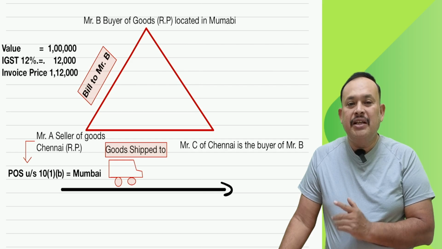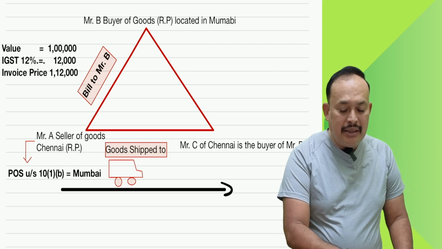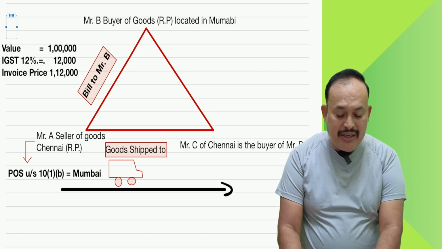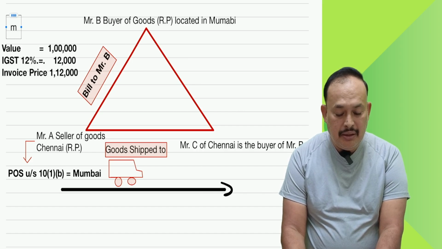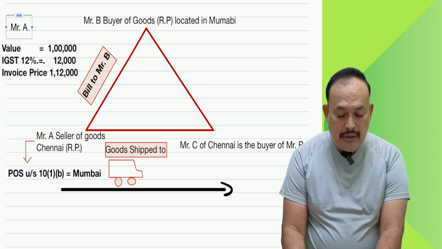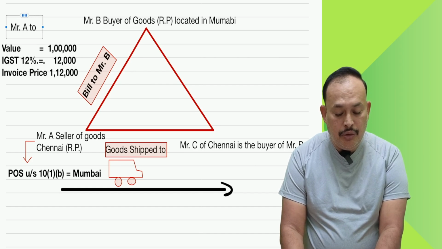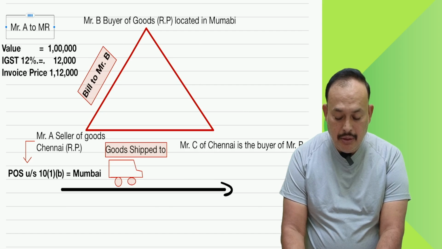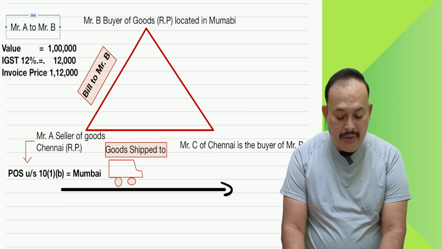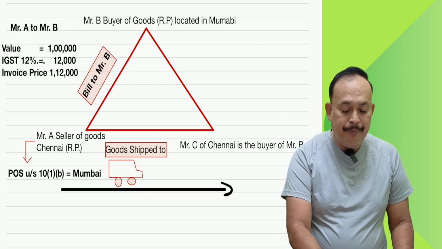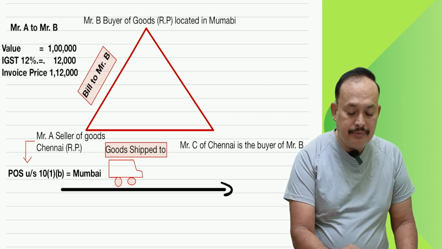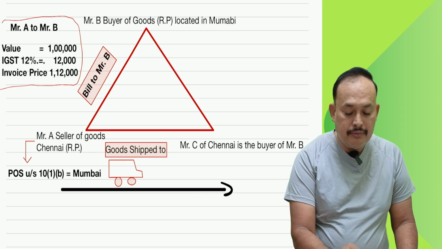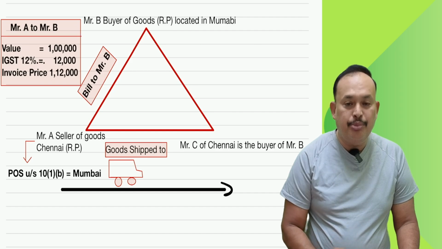Yes, sir. So the invoice here, what I mentioned, is a transaction between A and B. A transaction between Mr. A and Mr. B is considered. The invoice should be issued in the following manner. As simple as this.